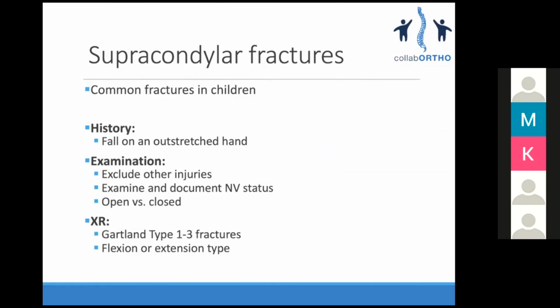Supracondylar fractures are the most common paediatric fractures in children. Most commonly, they fall onto an outstretched hand and hyperextend their elbow. They're usually closed, very rarely open, but again, you go through the same principles of your 4 Rs, basic history and basic examination.